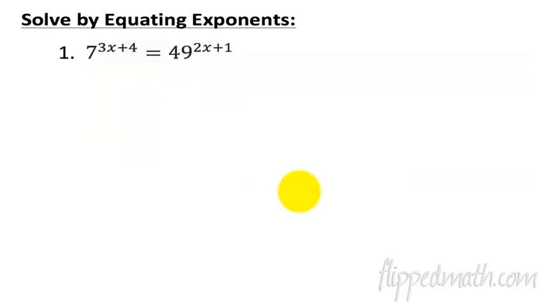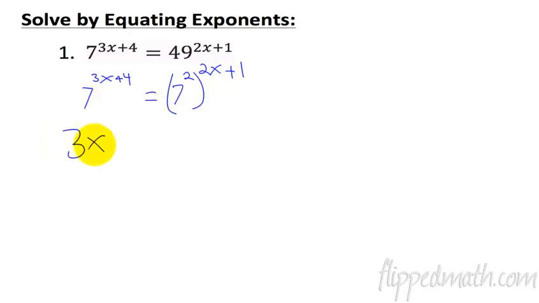First thing is try to get these bases to be exactly the same thing. I could change this 49 and make it 7 squared, because 7 squared is 49, and then there we have a 7 on this side. Now we've got bases that are the same. We've still got to write this whole thing out here. So we have 3x plus 4 in the exponent, and then we have our equal sign. So 7 squared is being raised to the 2x plus 1. And now at this point, since the bases are identical, you can take the exponents, which is 3x plus 4, and set them equal to each other.